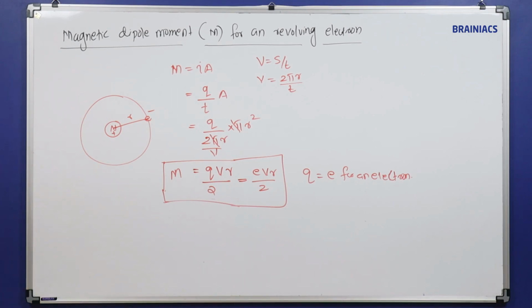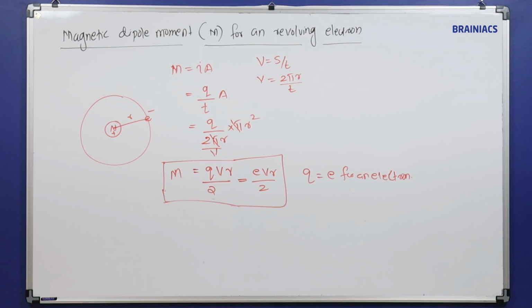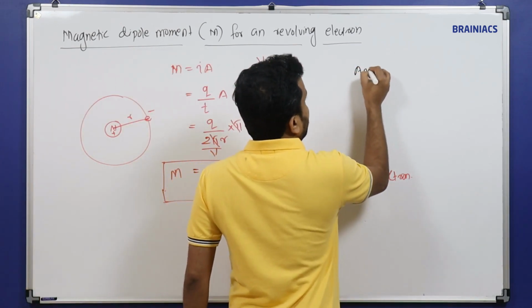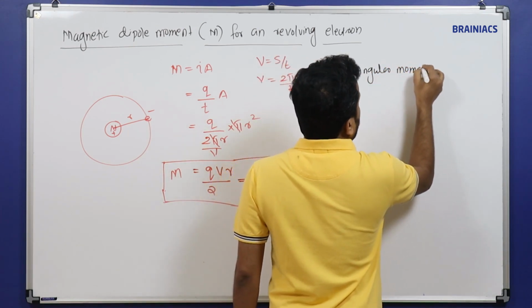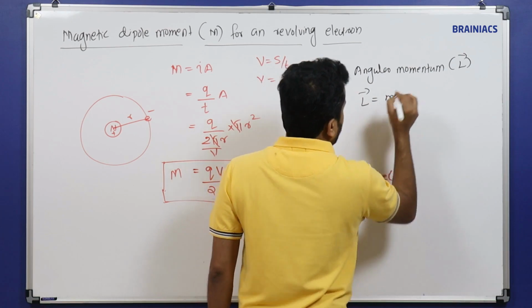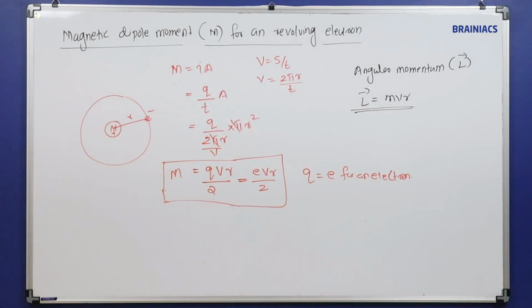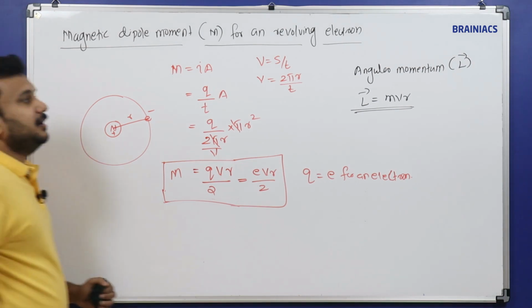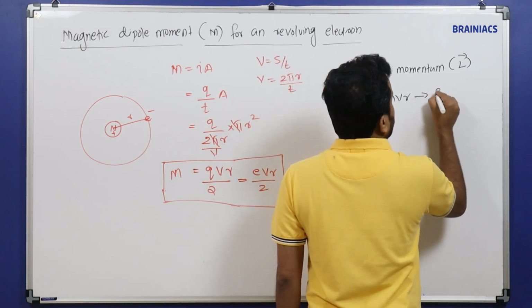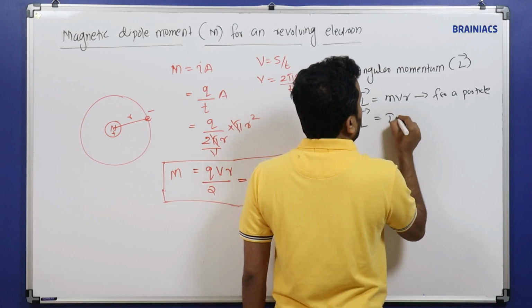Here I have to introduce one more parameter, and that parameter is called angular momentum. That is important. We will learn this in rotational dynamics in a very detailed way. Angular momentum, vector L, is equal to m v r. We know the general equation, right? Here we are interested in calculating the angular momentum of an electron. This equation is applicable for a particle system. So angular momentum has two equations. One is m v r, for a particle like an electron or proton. Or angular momentum is equal to I omega.